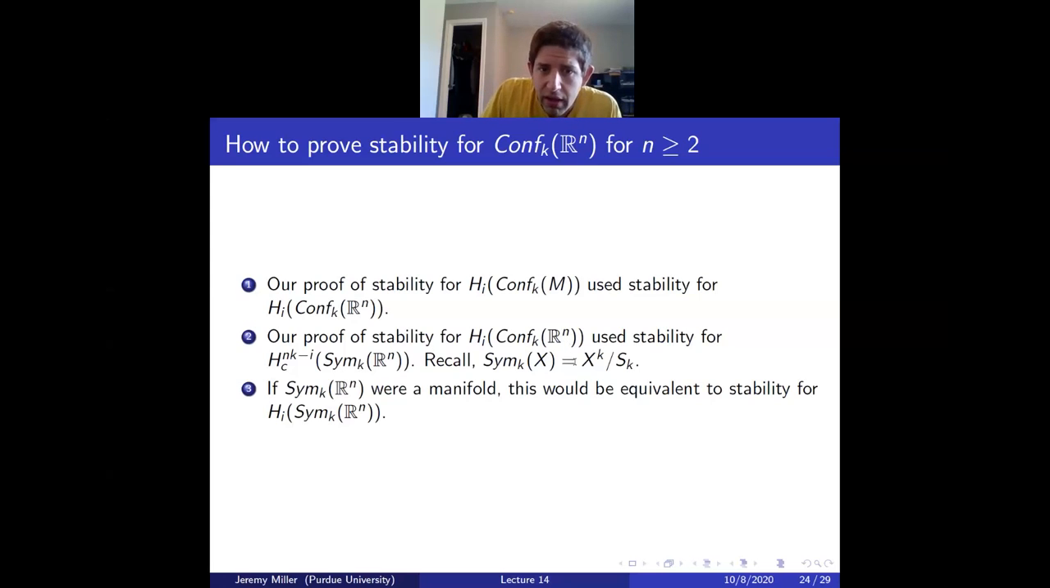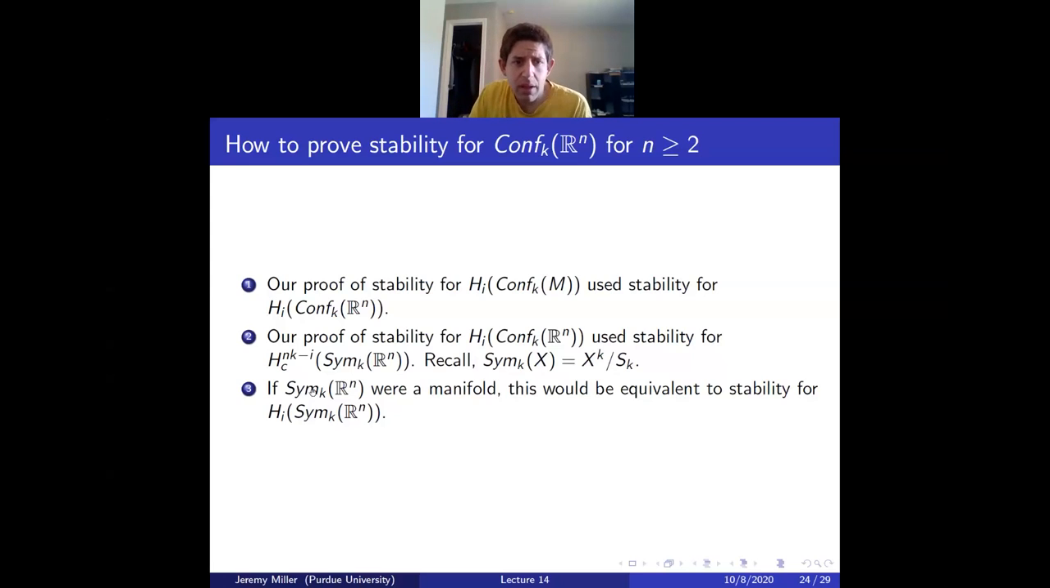So recall the symmetric product is just the kth power of a space mod the symmetric group. It's like the subspace of the free abelian monoid on X where the sum of the labels is k. So these Sym^k Rn spaces are contractible. So homological stability for these symmetric products is obvious. I mean, they're just contractible. A map from a contractible space to another contractible space induces an isomorphism on homology in all degrees.